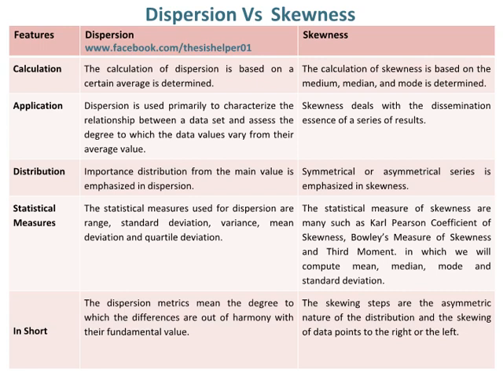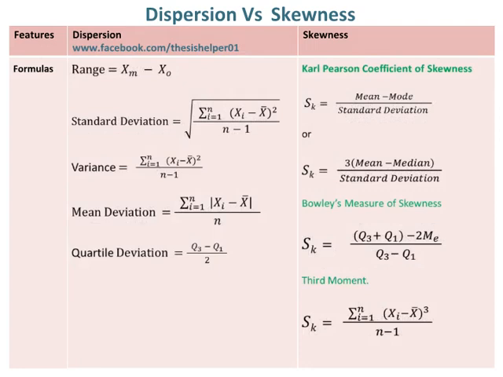In short, the dispersion metrics measure the degree to which the values differ from their central value, whereas the skewness measures the asymmetric nature of the distribution and the skewing of data points to the right or the left. The formulas of dispersion regarding range, standard deviation, variance, mean deviation, and quartile deviation are given for help, whereas the formulas of skewness regarding Karl Pearson coefficient of skewness, Bowley's measure of skewness, and third moment are given for help. Thus, you can compare formulas of dispersion and skewness.